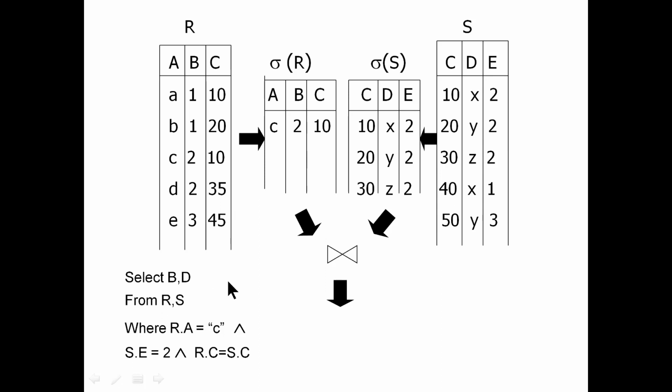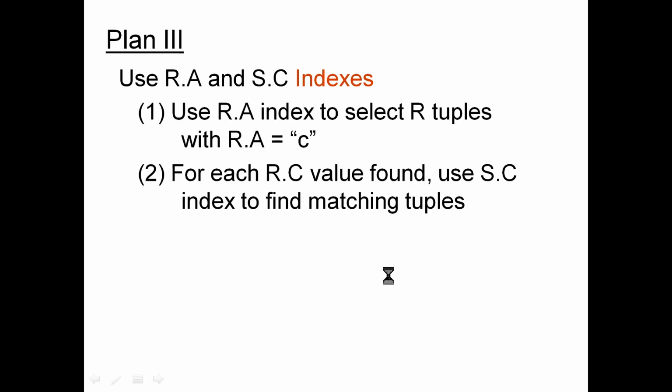So here, what we do practically is this. You can see that when we select, we apply a condition on set R and we get this, and we apply a condition on set S and we get this, and finally we take a natural join. So that takes less time.